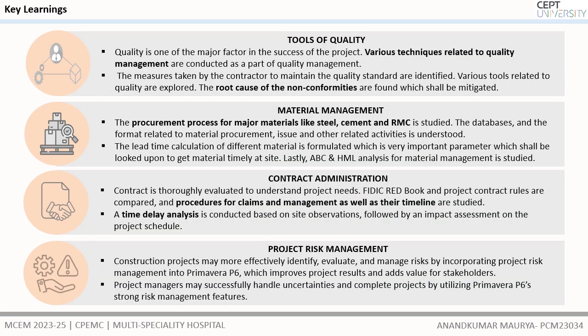For the conclusion of all these exercises in the part of construction project execution, monitoring, and control, following are the key learnings of the exercises we have done above. On the tools of quality, we saw the various techniques related to quality management and the measures taken by the contractor to maintain the quality standard. Various tools related to quality are explored. The root cause and the non-conformities are found, and a control chart and Ishikawa diagram analysis has been done.